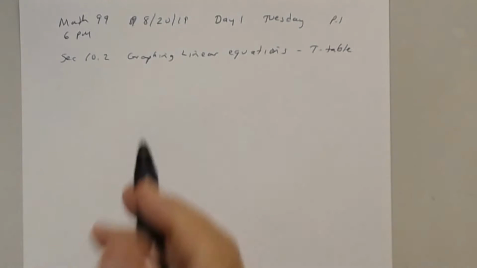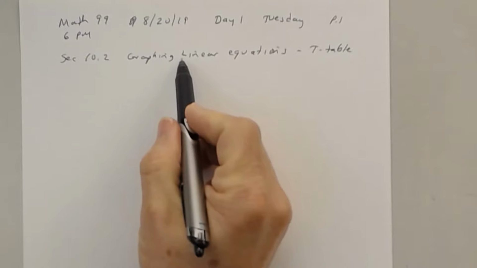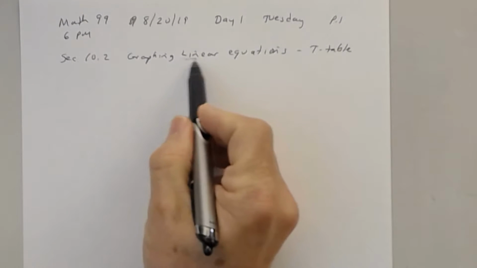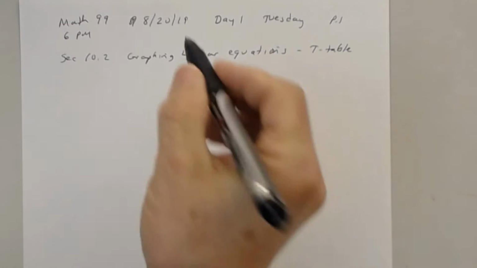All right, so we're going to look at graphing linear equations using a t-table. Now, in the word linear, what word do you see? Line. So when you have a linear equation and you're asked to graph it, you're actually graphing a line.